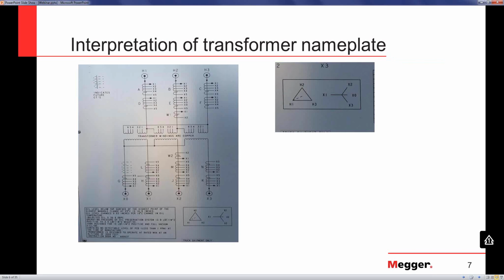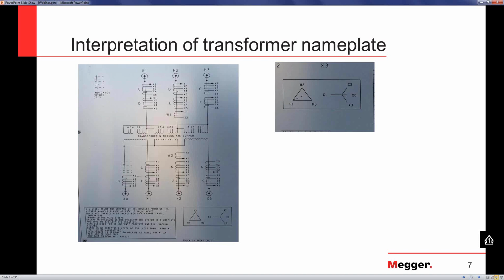Moving to the lower half of the nameplate, it tells us how the windings are connected inside the transformer. We can see that the high voltage winding is a delta and the low voltage winding is a Y-connected winding, with an accessible neutral. The vector diagram of the transformer tells me that its vector group is DYN1.